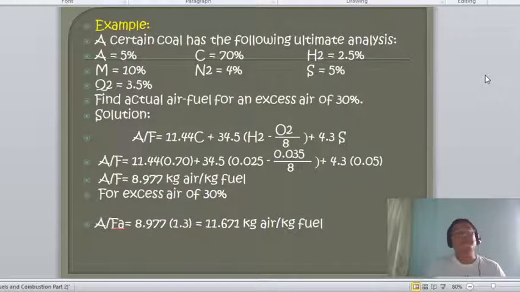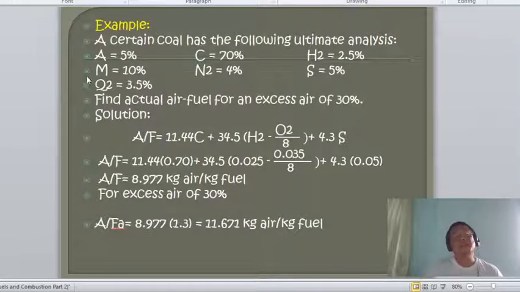Another example, class. A certain coal has the following ultimate analysis: ash is 5%, carbon is 70%, hydrogen is 2.5%, moisture is 10%, nitrogen is 4%, sulfur is 5%, and oxygen is 3.5%. So find the actual air-fuel ratio for an excess air of 30%.